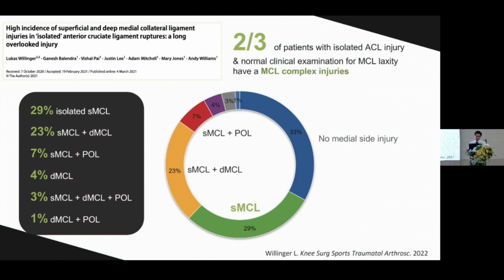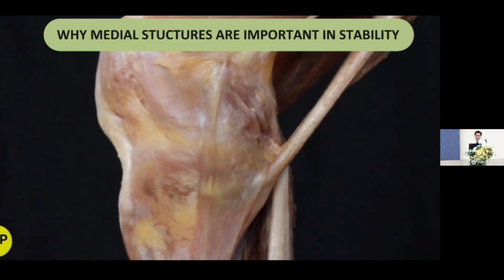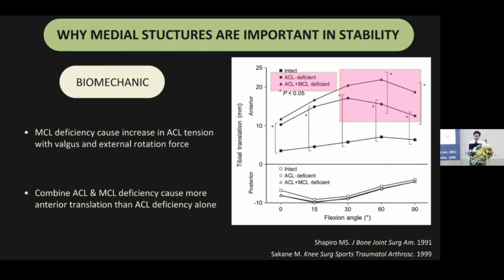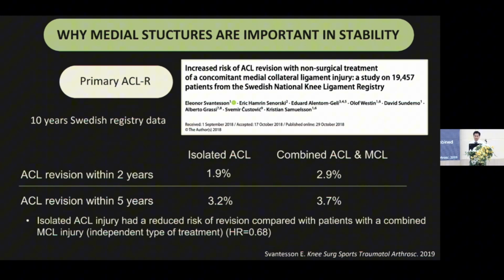And why are medial structures so important in knee stability? Classic biomechanical data show us that they have a load sharing mechanism. MCL deficiency can increase the load on the ACL, and the combined injury of them can even cause more anterior tibial translation. And it results in the clinical data.